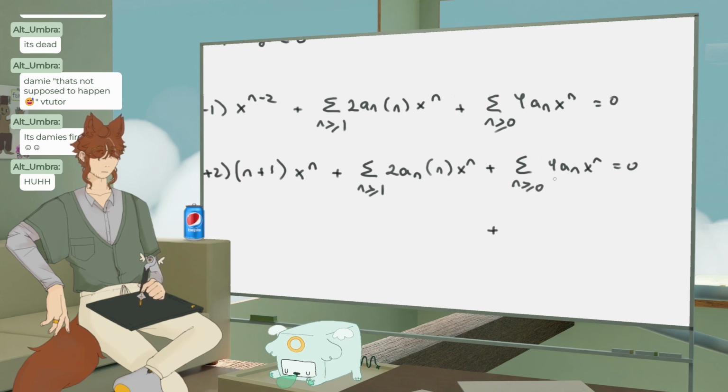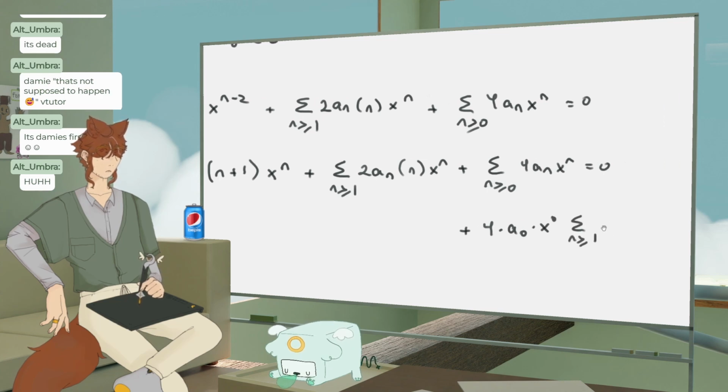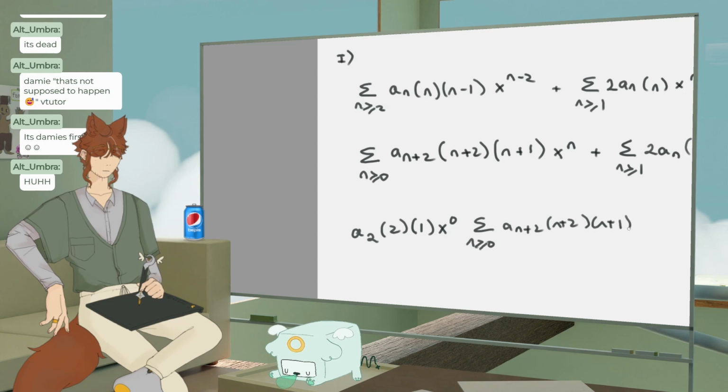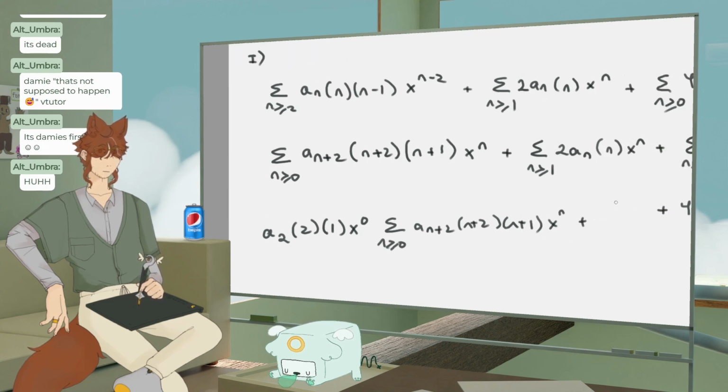So we're going to take out the first one. For n equals 0, that's going to be 4 times a0 times x to the 0. So that's n greater than or equal to 1. And then for this one, it'll be a2 times n plus 2, which is 2, times 1 times x to the 0, n greater than or equal to 0, a_(n+2) times (n+2)(n+1) x to the n.